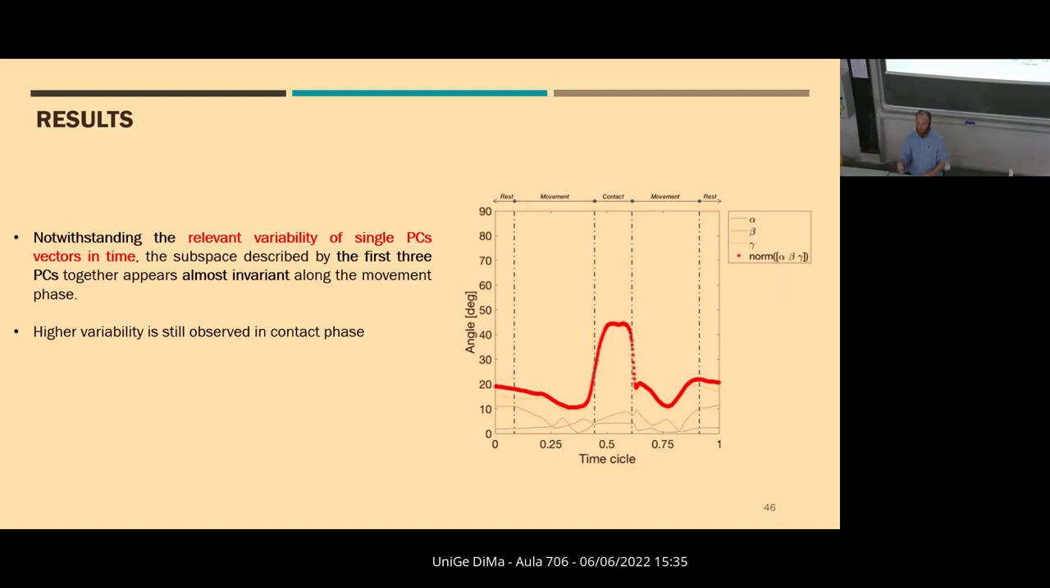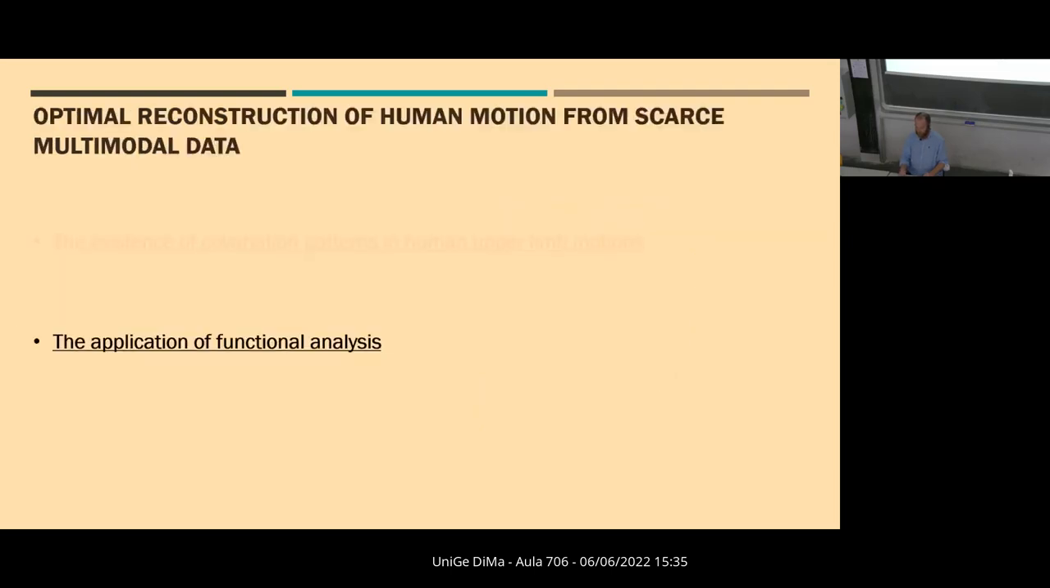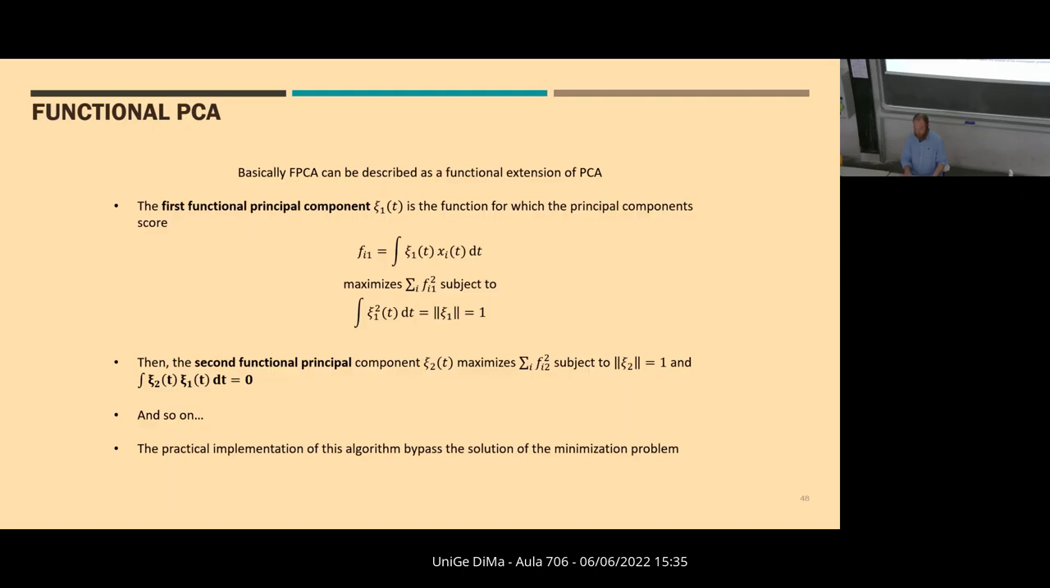But this was an observation that we use, so we can rely on covariation schemes during the movement phase that can be used eventually for the reduction of the sensory inputs that I would like to use for the reconstruction of the time series. So from this observation, the next step was the application of the functional analysis. Basically, the functional principal component analysis is a functional extension of the principal component analysis. In the principal component analysis, I want to find the first eigenvector that maximizes the variance explained along the direction, and the other eigenvectors of the a priori covariance matrix maximize the variance along orthogonal directions, and so on.